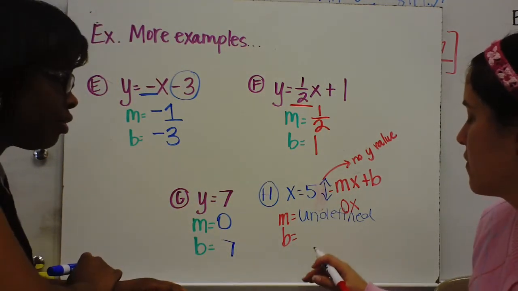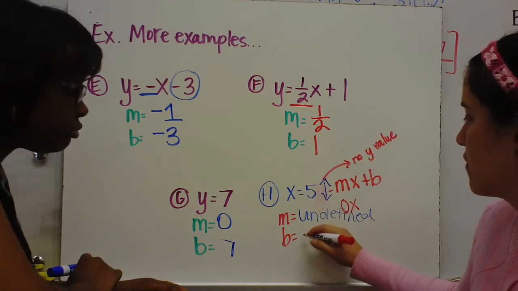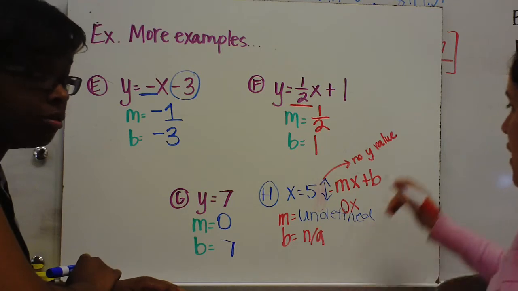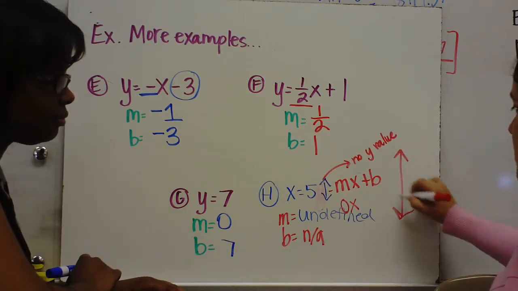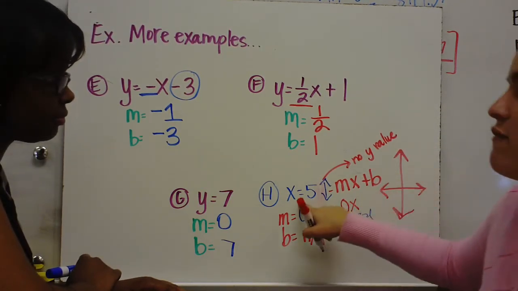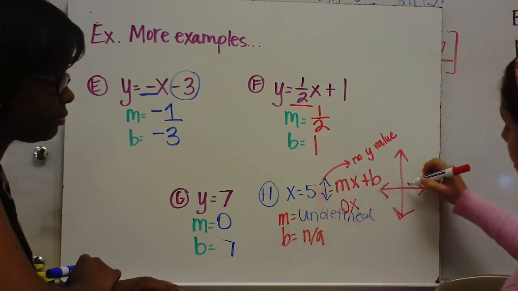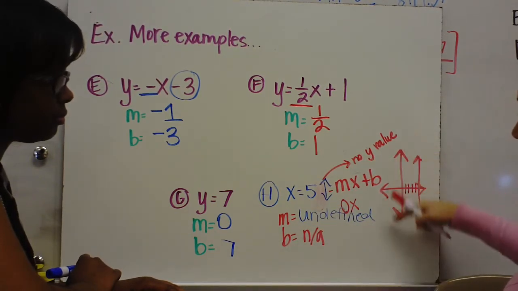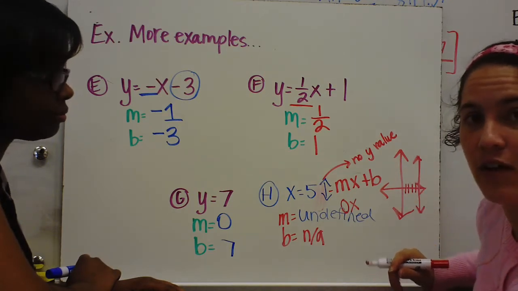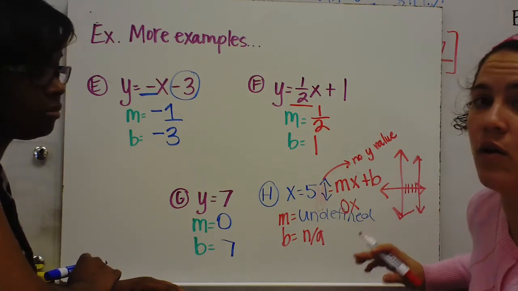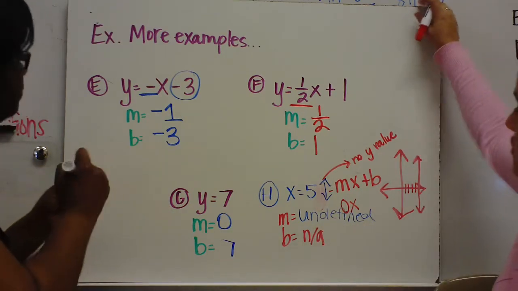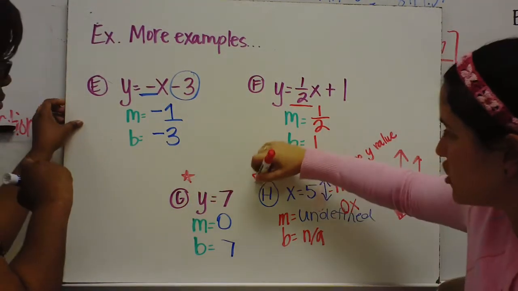And our b value is nothing, because it won't cross the y-axis. Yeah, if we graphed this, and if it was a vertical line at 5, that means it would go over here. 1, 2, 3, 4, 5. It doesn't ever cross the y-axis, it's parallel. Therefore, there is no y-intercept, and the slope is undefined. So special cases, put stars by G and H.